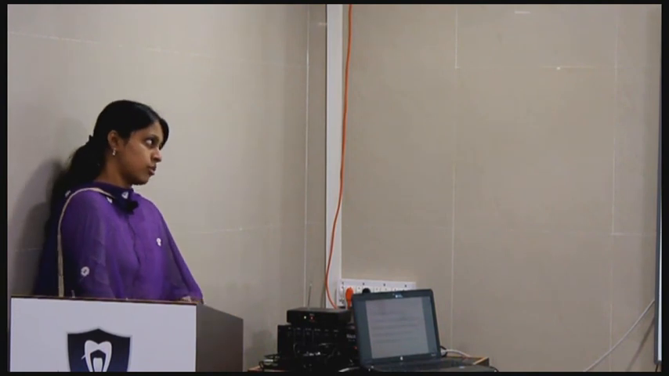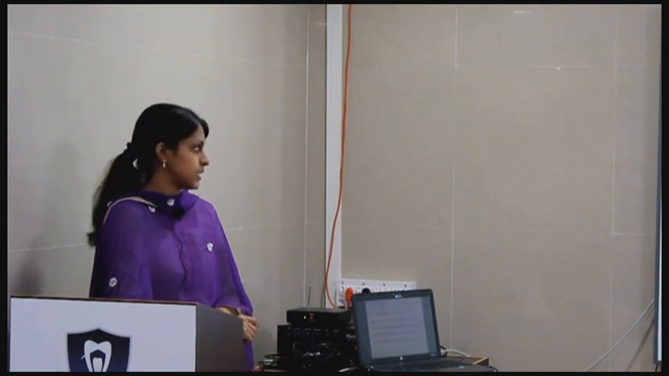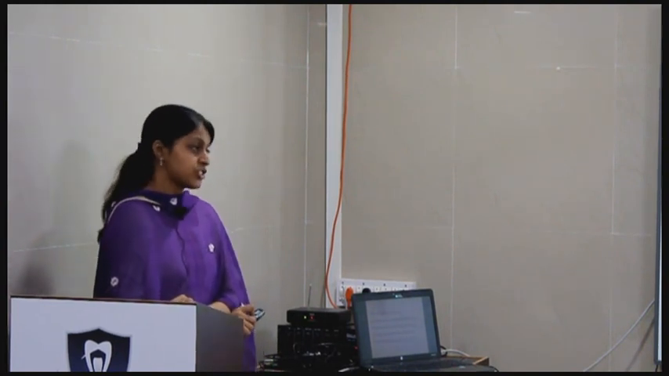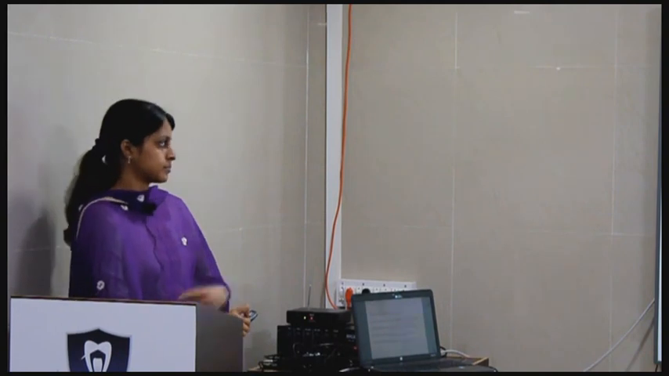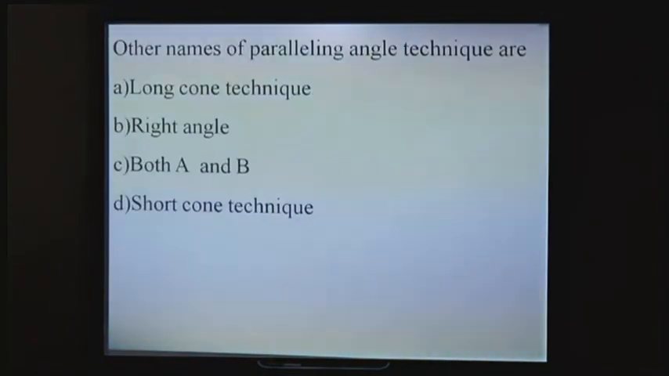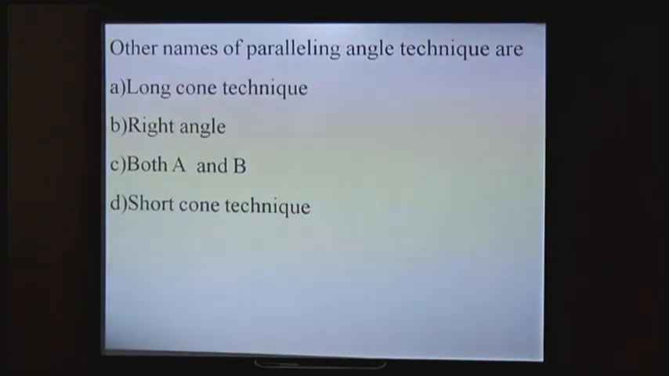XCP of a film holder indicates. What is the abbreviation for XCP? You have RINN XCP holders, you have RINN BAI holders, you have EEZEE grip holders. Extension cone paralleling technique. BAI is bisecting angle technique. The other names for paralleling angle technique are, this is easy, A and B. Okay.